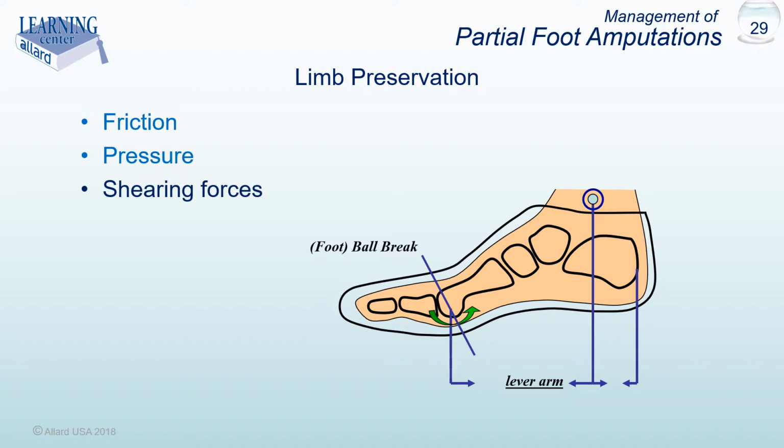Shearing forces are the most destructive force to the partial foot, and they're also the most difficult to manage. As opposed to friction that impacts the surface of the skin, shearing is caused by bone moving on the inside of the skin, leading to disruption of those connective tissues. Shearing is the force that leads to callus formation, and that can lead to increased pressure or ulcer formation.